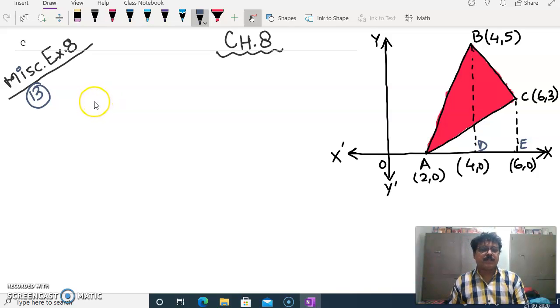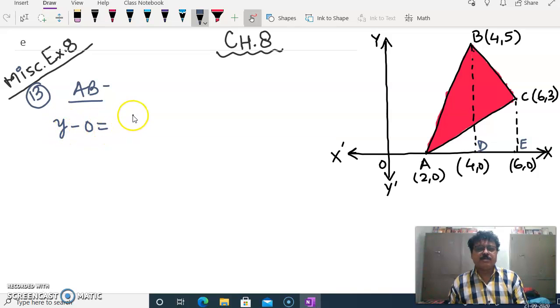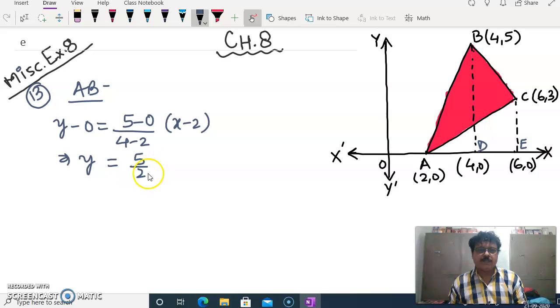But do we know the equation of the line AB? No, we don't know the equation of line AB. So how will we find the equation of line AB? So for AB, the equation as per the formula will be y minus y1 is equal to (y2 minus y1) upon (x2 minus x1) into (x minus x1). So the equation of the line AB will be y is equal to 5 by 2 into (x minus 2).